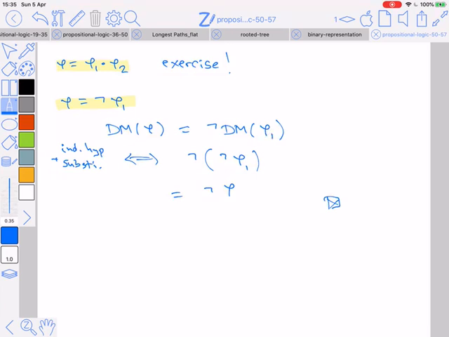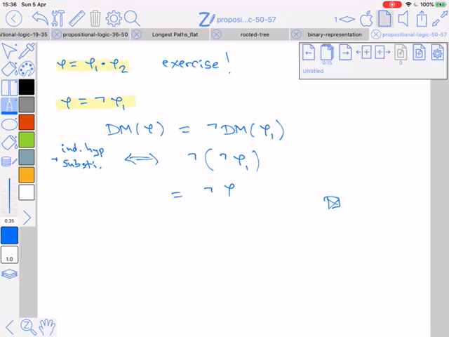Replace the De Morgan dual of phi 1 by the negation of phi 1. Here again I applied the induction hypothesis on phi 1, and I applied substitution, because the De Morgan dual of phi 1 is logically equivalent to the negation of phi 1 by the induction hypothesis. So I now get the Boolean formula negation of the negation of phi 1. Now, negation of phi 1 is exactly phi. So I write here, this equals the negation of phi. And I got that the De Morgan dual of phi is logically equivalent to the negation of phi, as required.